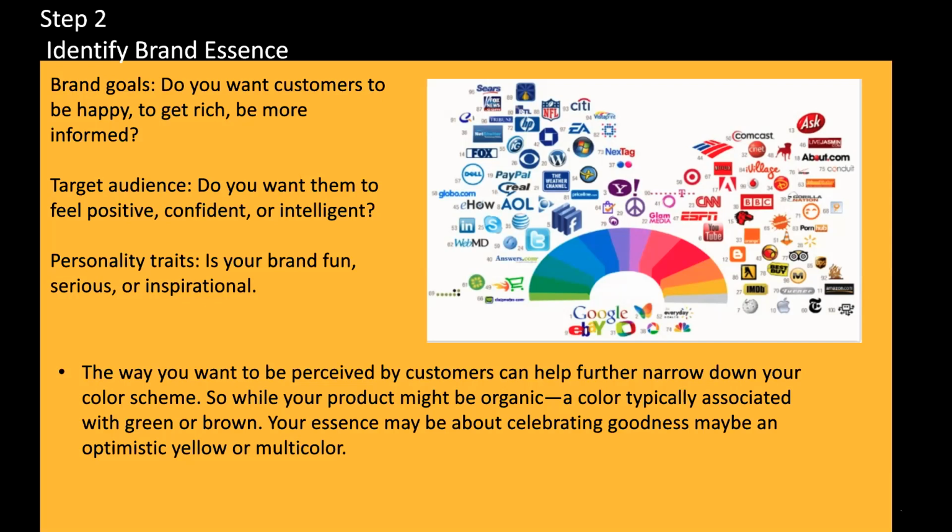The way that you want to be perceived by customers can help further narrow down your color scheme. So while your product might be organic, you might choose a color that's green or brown. And your essence may be that you're about celebrating goodness or happiness. So maybe you use an optimistic color like yellow or multicoloring.